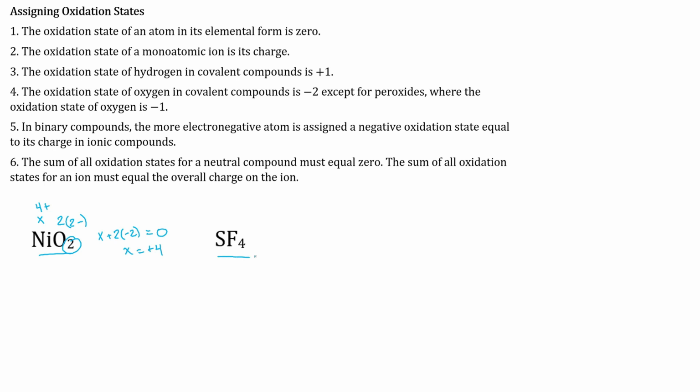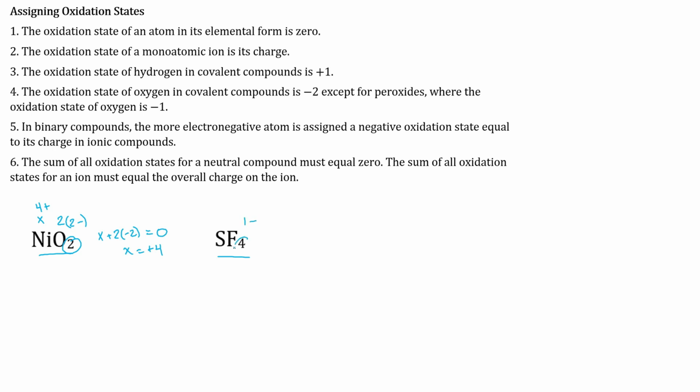All right, next up we have sulfur tetrafluoride. I don't specifically have a rule for sulfur or fluorine, but if I look at rule number 5, I have a binary compound. So the more electronegative atom is going to be assigned the oxidation state that it has in ionic compounds. Clearly, fluorine is more electronegative than sulfur because fluorine is the most electronegative atom. So it is going to have an oxidation state of -1.